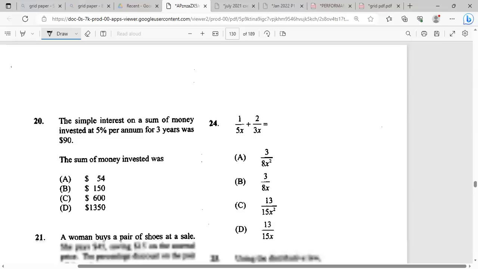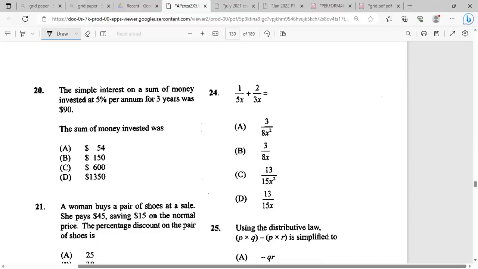The simple interest on a sum of money invested at 5% per annum for 3 years was 90. The sum of money invested. So here they want the principal. So it's either 600 or this, all right? Once you see a big number, but let's work it out. The simple interest is supposed to be 90. We don't know what the principal is, but we use P. The rate is 5, and we times by 3. And because of the percent, that is over 100.